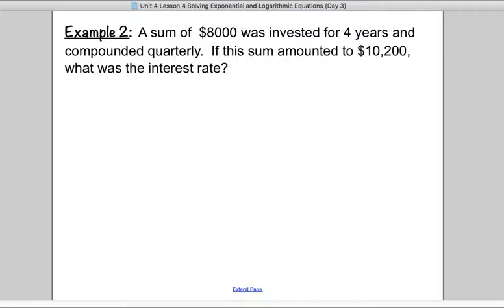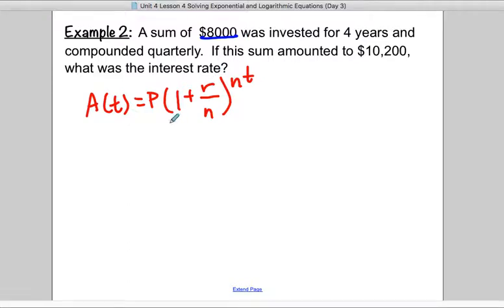Okay, so let's figure out what we know. We know it's compounded quarterly, so I will be using this equation. And basically, if I'm solving for R, I need to be able to fill in everything else. Okay, so a sum of $8,000 was invested. That's the starting amount, so that's your P. Okay, so this is 8,000. For 4 years, that means T is 4. Compounded quarterly, that means N is 4 times a year.